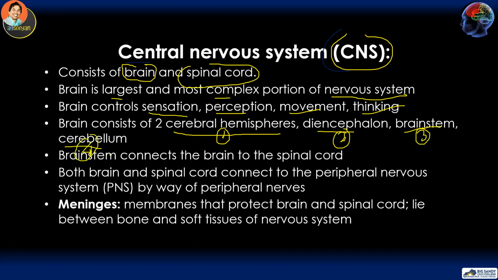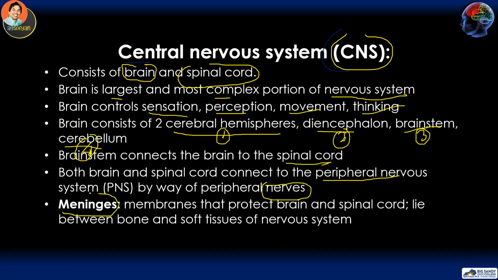Okay, and the brainstem connects the brain to the spinal cord. So the brain and the spinal cord are actually one organ. The spinal cord is actually a continuation of the brain. Both the brain and spinal cord connect to the PNS, the peripheral nervous system, or the nerves.